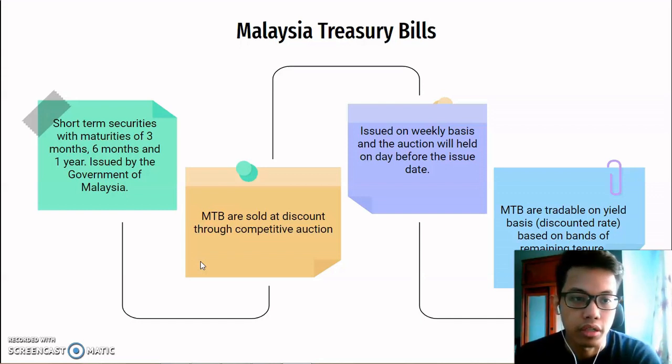MTB are tradable on a yield basis, with discounted rates based on bands of remaining tenor. The standard trading amount is RM5 million and it is actively traded in the secondary market.